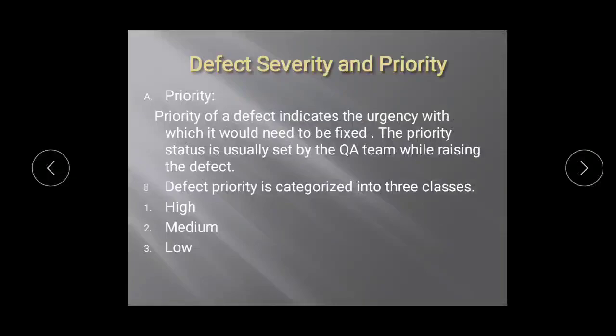The high condition is when the defect requires an immediate solution as it affects the testing process. High priority defects should be resolved within 24 hours. So the duration for a high priority defect is 24 hours. Medium means these defects are fixed after all the critical defects are fixed. After all the critical, high priority ones are fixed, the medium ones are taken up.